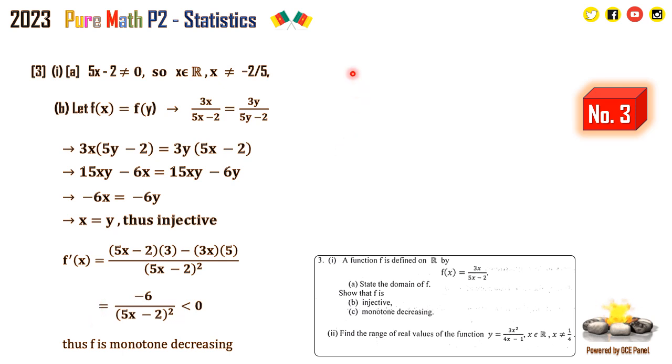Okay, now sub 2: find the range of real values of the function y equals 3x squared, all over 4x minus 1.